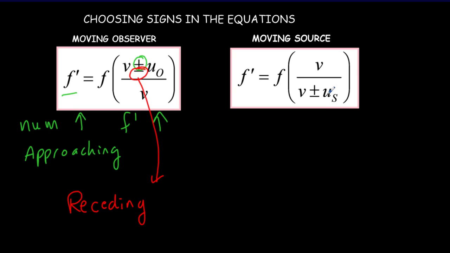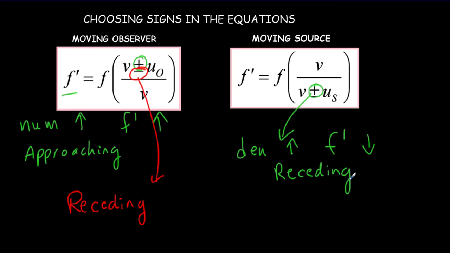And if it's the source that's moving, and we use the plus sign, that would make our denominator larger. And if our denominator is larger, of course, that makes our quantity here smaller, and our received frequency would be smaller. And we get smaller frequencies when things are receding. So that would mean the source is receding from the observer. And of course, the negative sign here would be when the source is approaching the observer.